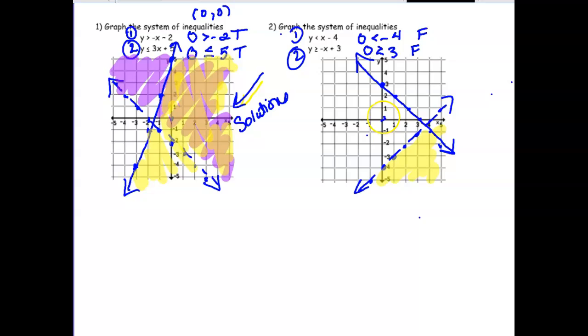So that means I don't want to shade the (0, 0) side. I want to shade the other side here. So this is going to be this area here.